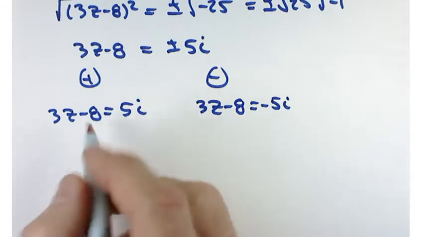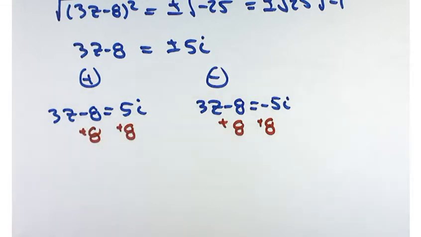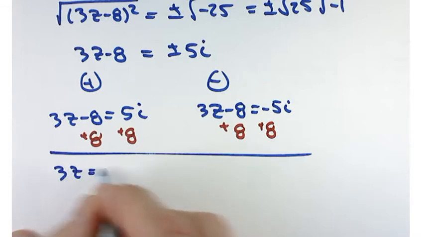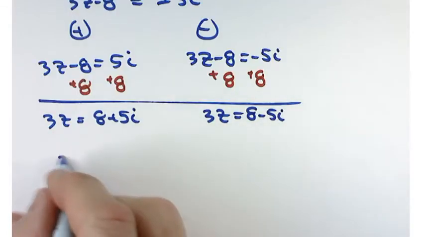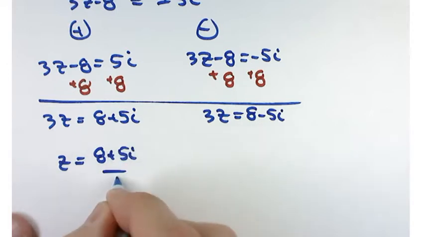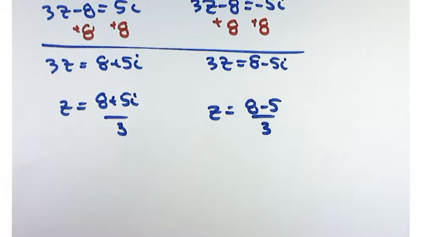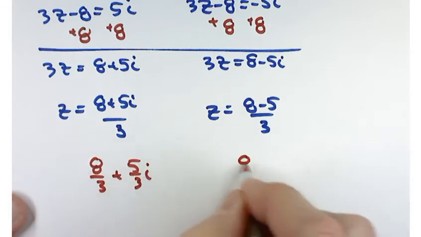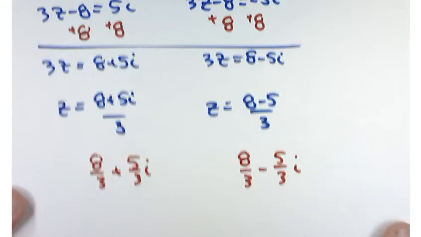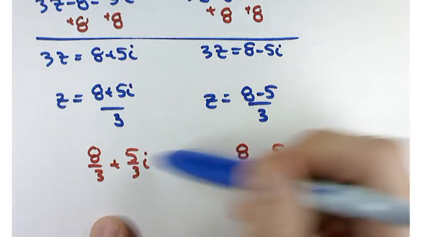In either case, you're going to add 8 to both sides. So I end up with 3z equals 8 plus 5i, or 3z equals 8 minus 5i. Dividing by 3 finishes things up as far as I'm concerned, but it might not work for Newton. You might have to go the additional step of writing that as 8 over 3 plus 5 over 3 times i, and then likewise 8 over 3 minus 5 over 3 times i. You can put the i next to it or up in the numerator.